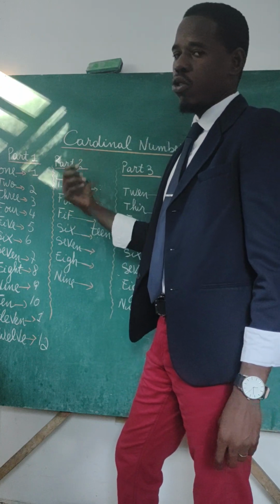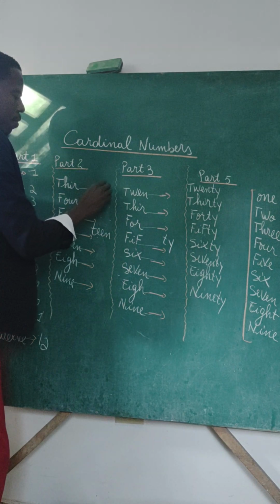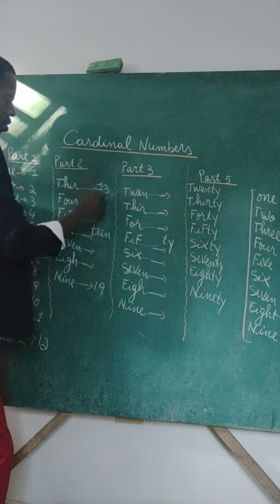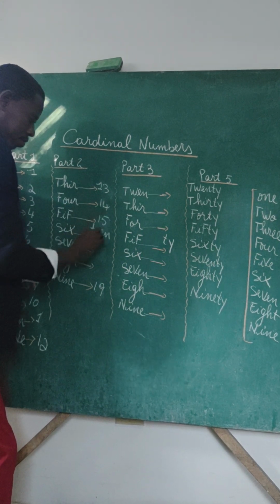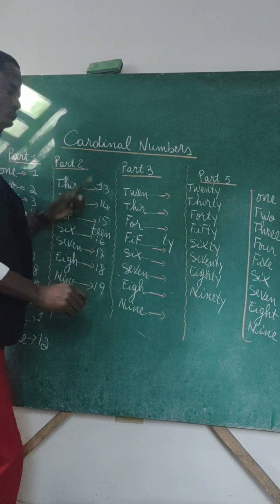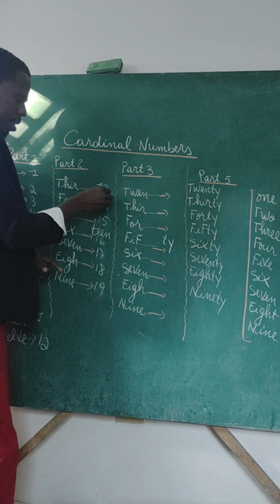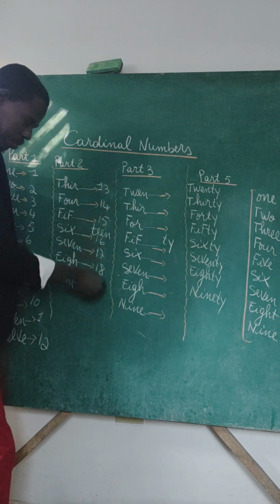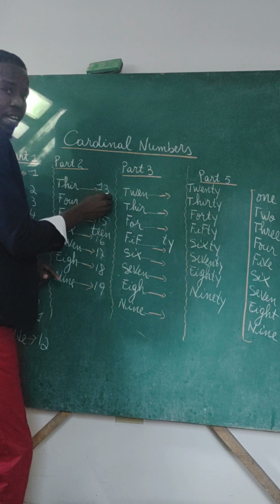Now let's go to part 2. Part 2 is from this number to that number. Okay? So let me continue writing the rest. What do you do? It's very simple. You focus on these numbers. All right? So how do you say this number by itself?